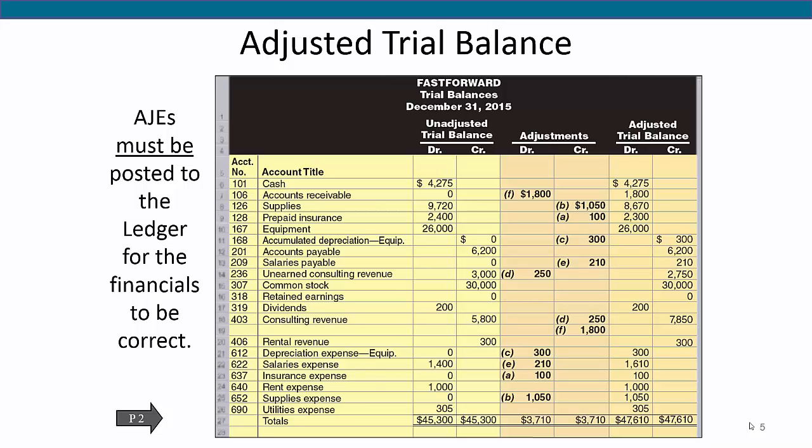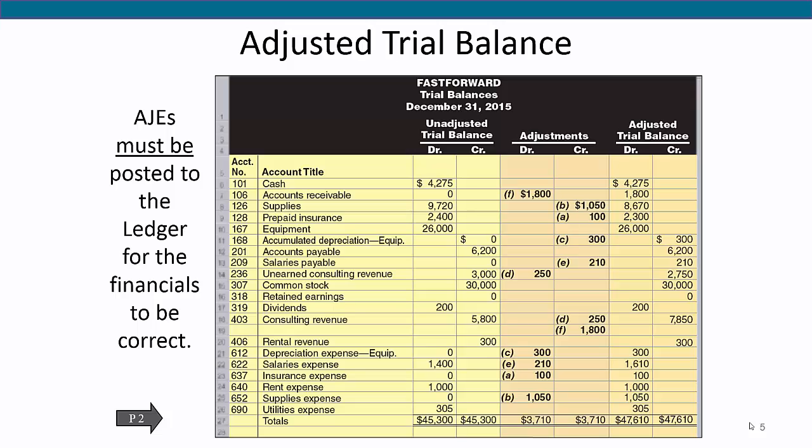the adjusted trial balance. Once we record the adjusting journal entries in the general journal, we post them to the general ledger. Next, we will prepare an adjusted trial balance. This slide illustrates the adjusted trial balance using a tool called a worksheet. We will not be learning to prepare a worksheet in this chapter, although sometimes accountants use a worksheet to decide what adjustments need to be made.